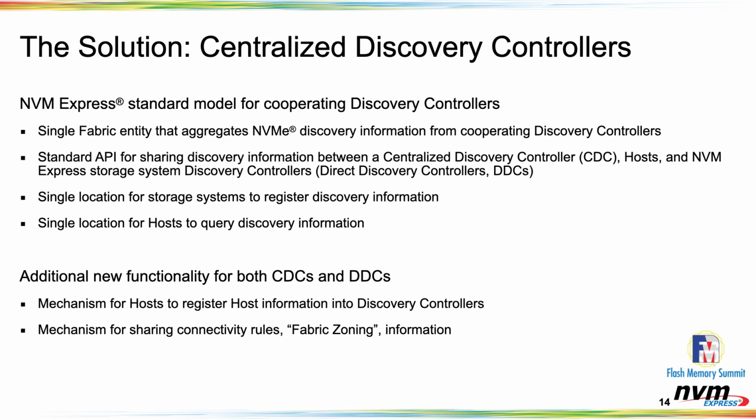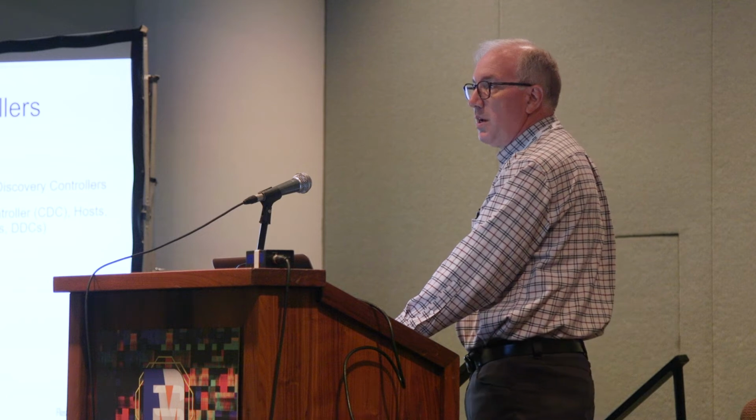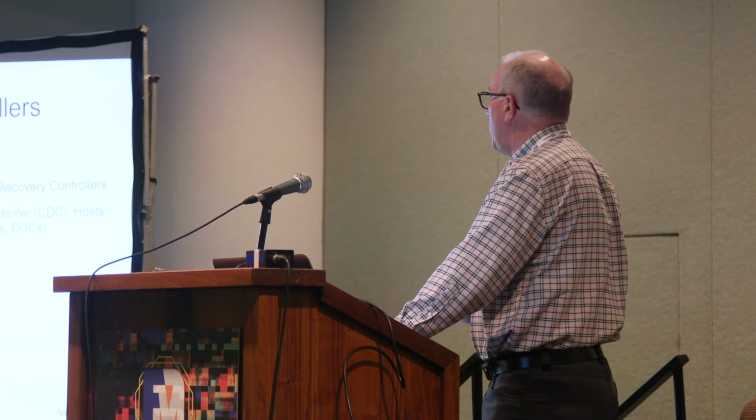So the solution we've worked on, as we've talked about, is centralized discovery controllers. Eric's introduced this pretty well, so I'll fly through this slide here. It's the single fabric entity that aggregates the information. It's a standard API for getting the information to the hosts and for systems to load that information. And it brings in a little bit of new functionality that wasn't in the previous NVMe over Fabrics discovery model, and that is a mechanism for hosts to register host information into the discovery controllers so that your storage fabric can learn about all the hosts that are connected. And it introduces a mechanism for sharing connectivity rules, which we call fabric zoning. If you are familiar with Fibre Channel, the zoning concept should be one you're familiar with and hopefully comfortable with.